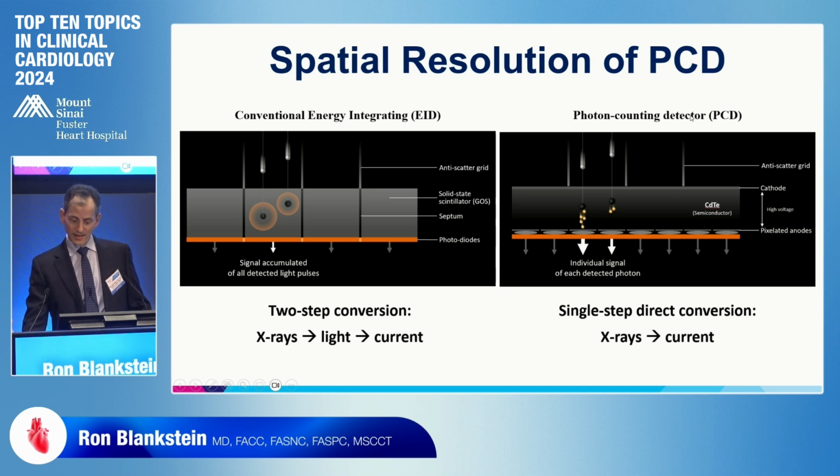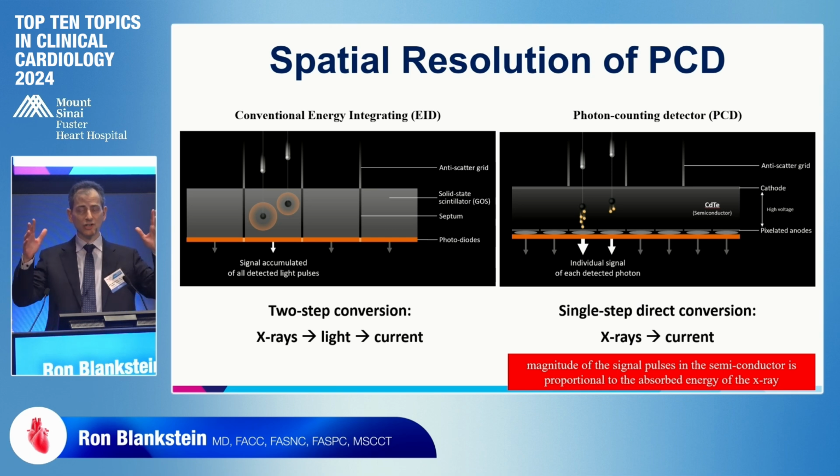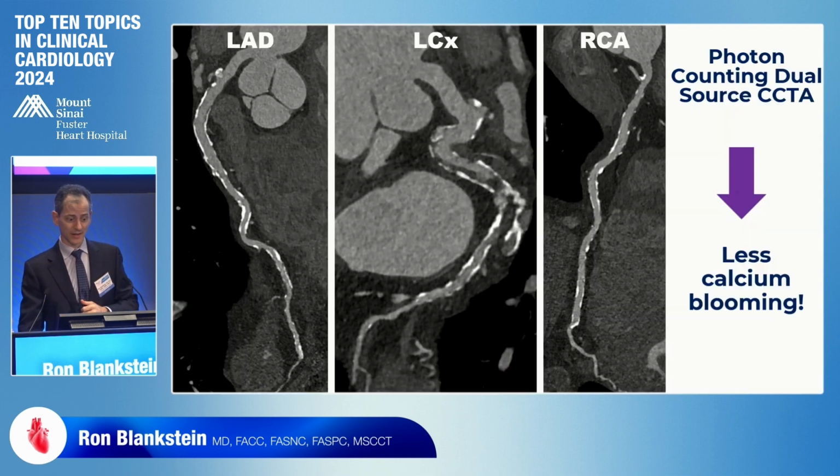When you use a photon counting CT, the X-rays get converted directly into current. So there's a semiconductor that detects the X-rays, and it gets converted to current. And the magnitude of the signal in this semiconductor is proportional to the absorbed energy of the X-ray. So no longer are you just detecting an X-ray, but you can see what the magnitude of the signal is. And in fact, this is a very good way to eliminate noise, because if you detect a very weak signal, you say, well, that's just noise. We're not going to count that. So hence, photon counting detectors.